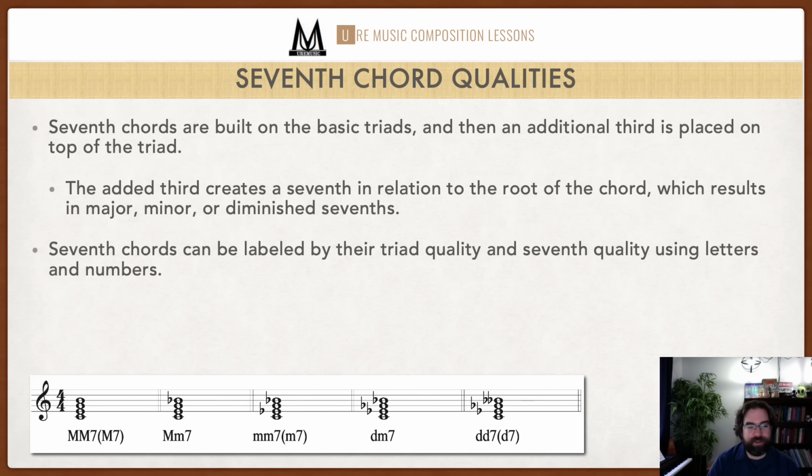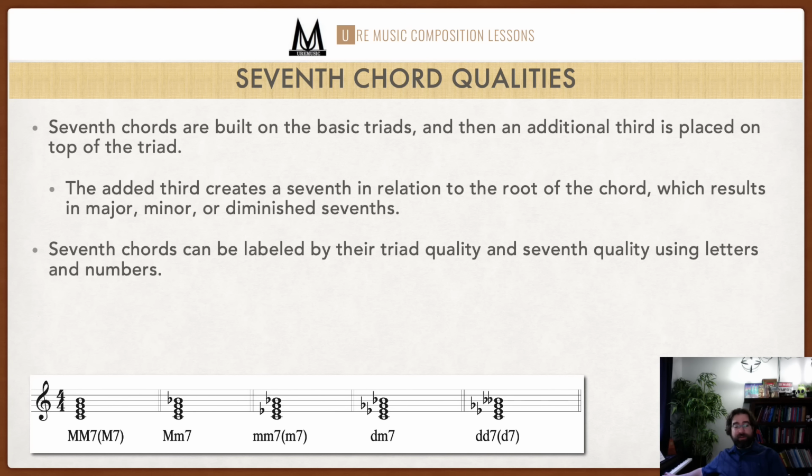So in the first example, you'll see that there is a major triad, so that's what the first big M indicates, with a major 7th. So we've got C, E, G, B natural, and it sounds like this. One way to abbreviate this, again, we like to abbreviate things, we just write M7 because the second M is redundant. So we would call that a major 7th.